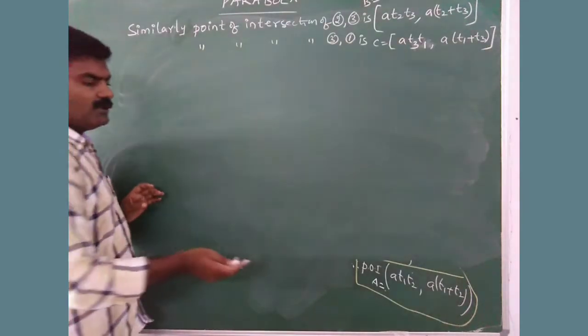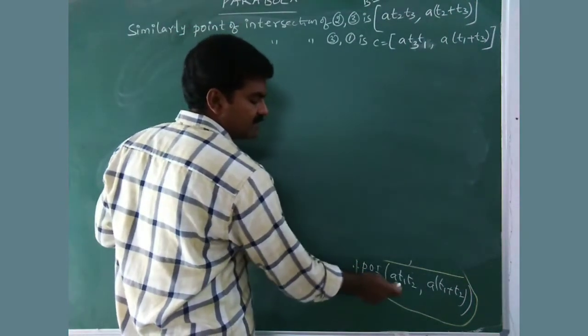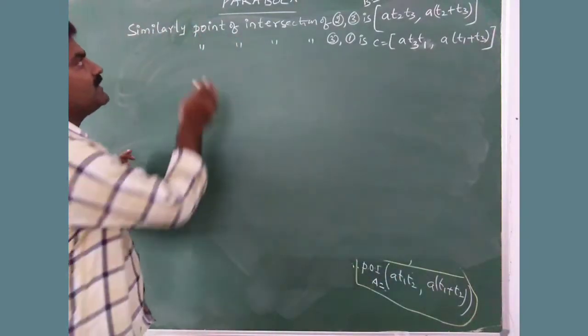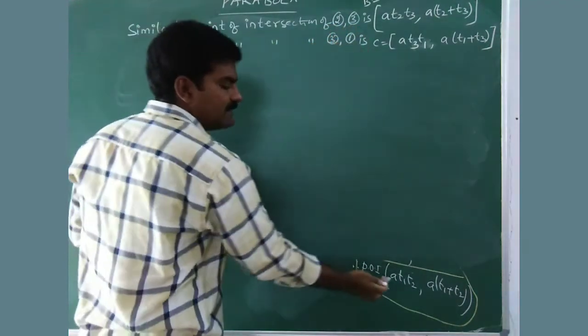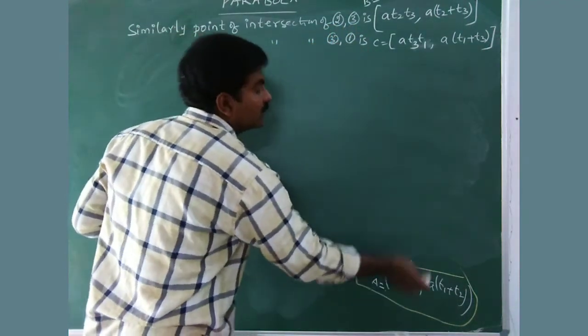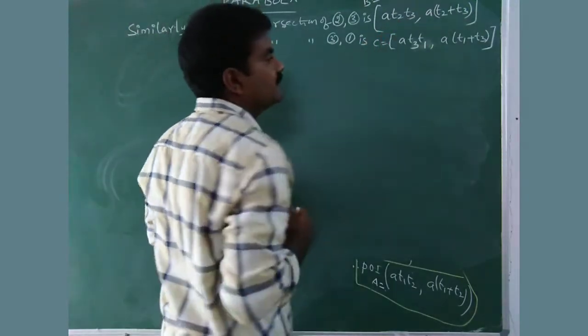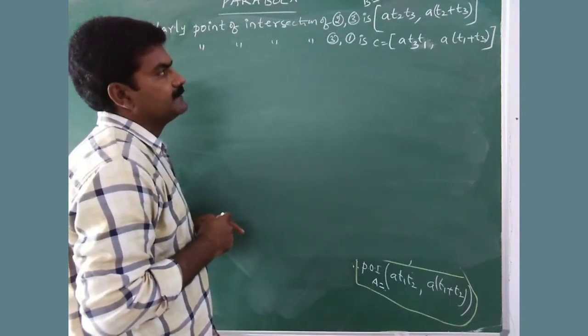So finally we got the point of intersection of 1 and 2, say some capital A, which is (a t1 t2, a(t1 + t2)). Similarly, find the point of intersection of 2 and 3, in the same format. First one was 1, 2, and now this is 2, 3. That's why (a t2 t3, a(t2 + t3)).